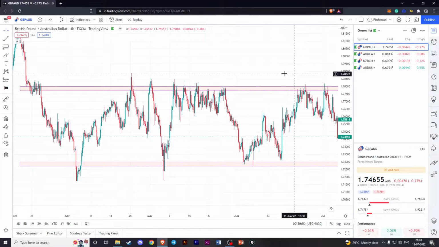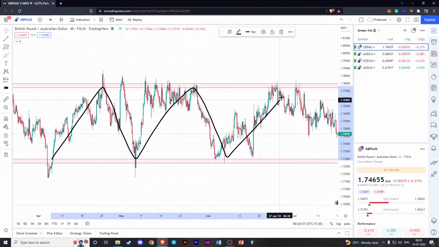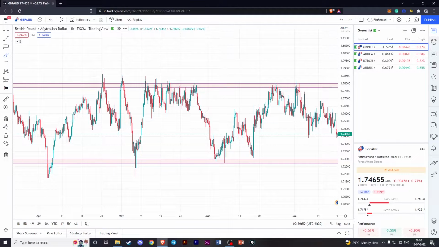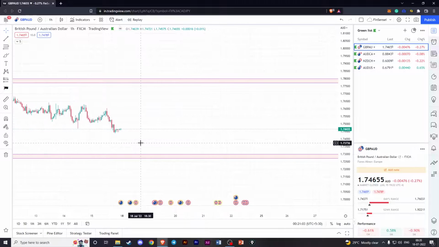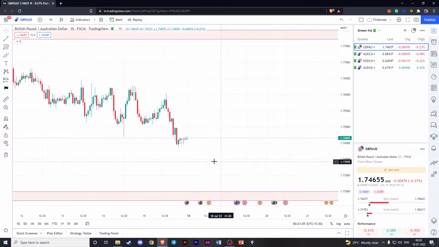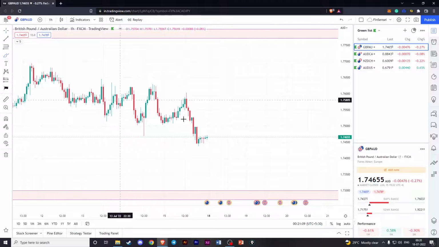The first pair we have today is the British pound versus the Australian dollar. We can see that the price of this pair has been in a consolidation phase for quite some time now. Now, if we move down to the 1 hour time frame, we can spot that there is a formation of a bearish flag and pole pattern. We can spot it right here.